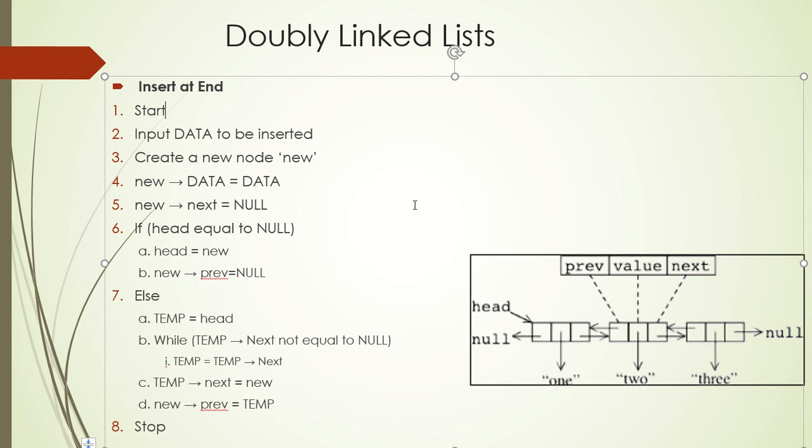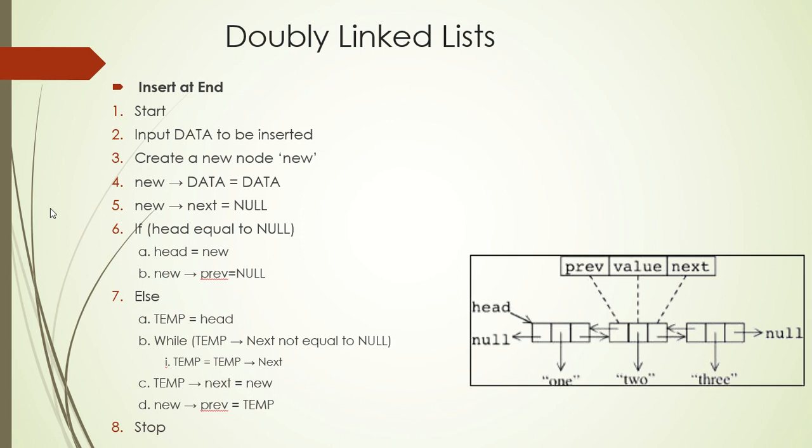What you have to do is set the previous link field of your newly created node to point to the node that is being pointed by PTR or temp. Similarly, the next field value of PTR was actually null. You have to replace it with the address of the newly created node. So that is done in step number 7, C and D. Okay, so that's it. You are done. Your newly created node has become the last node of the list. Your process is done. So this is all about insertion.